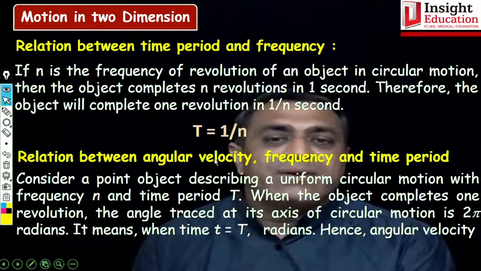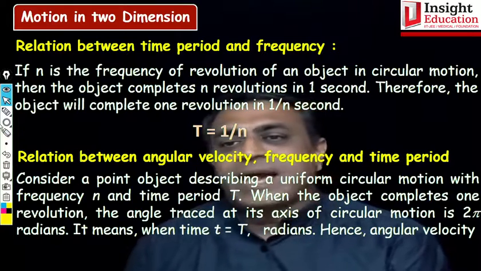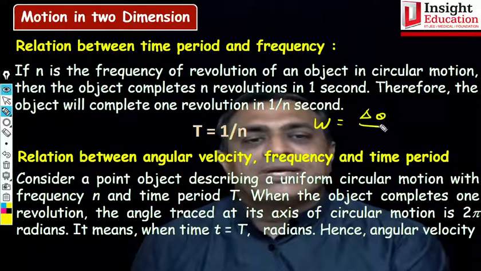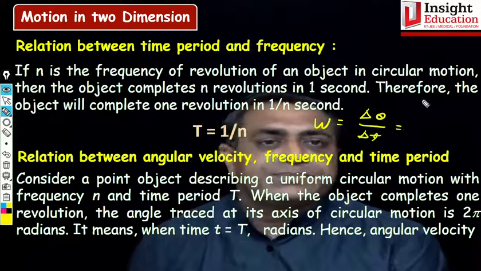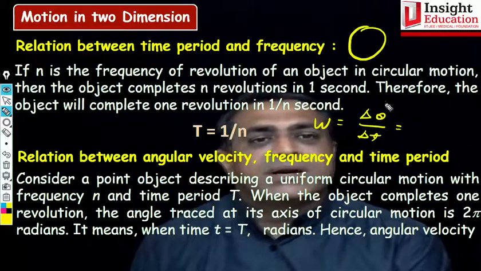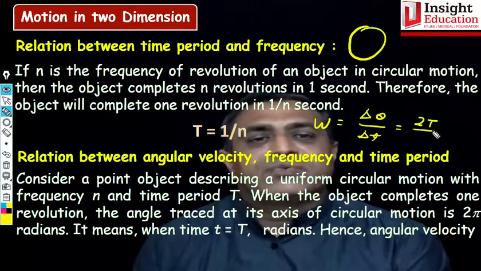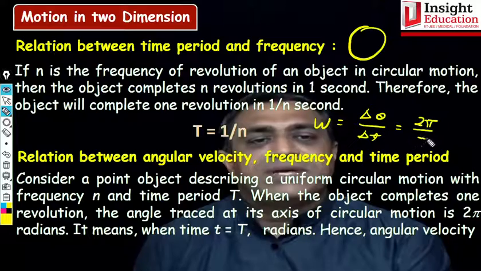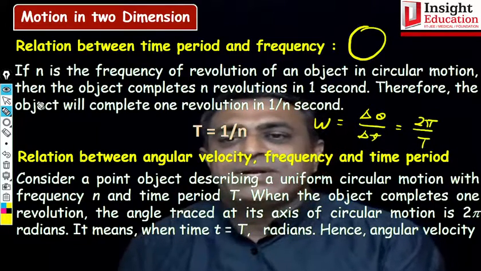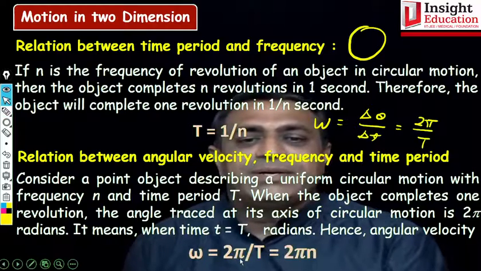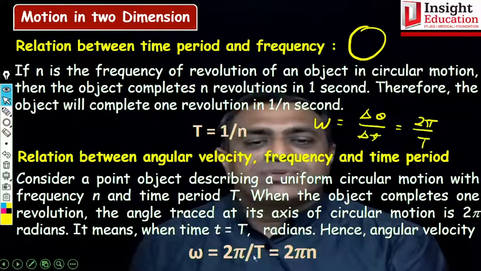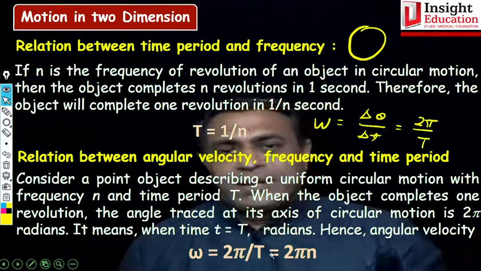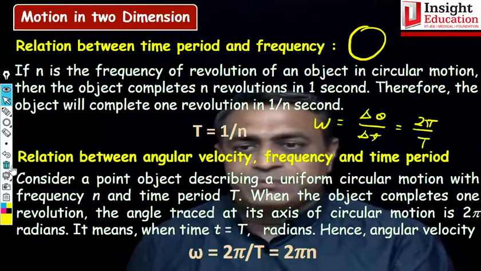Now the relation between angular velocity, frequency and time period. Angular velocity omega is equal to delta theta upon delta t. When the particle completes one circle, delta theta is equal to 2 pi, and the time required to complete one circle is T. So omega is equal to 2 pi by T, and 1 upon T is equal to n, so you can say 2 pi n. So omega is equal to 2 pi n or 2 pi by T, and time period T is equal to 1 upon n.